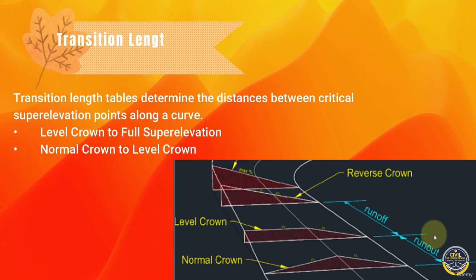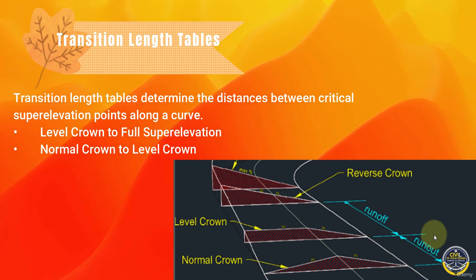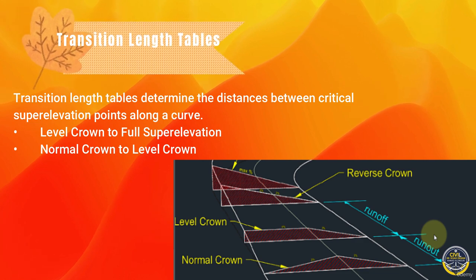Transition length tables. Transition length tables determine the distances between the critical superelevation points along a curve. These tables define how quickly the road slopes from normal crown to full superelevation. For example, level crown to full superelevation, LC to FS, defines the runoff distance. Normal crown to level crown, NC to LC, defines the tangent runout. Using these tables ensures smooth superelevation transitions and compliance with distance standards.